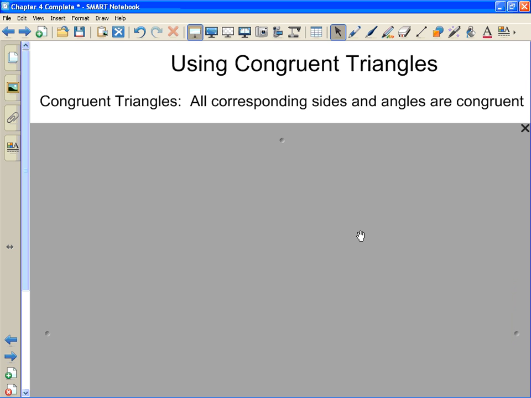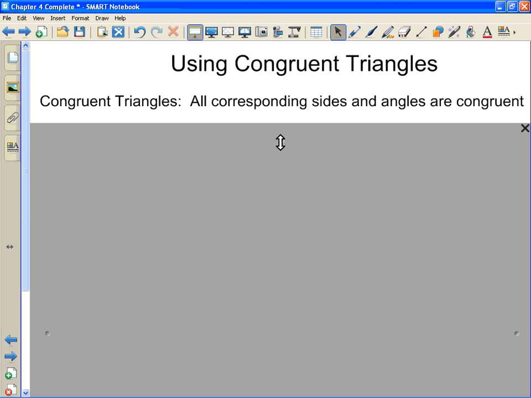So we've got all our shortcuts for finding triangles congruent. Now we're going to see why we want to get congruent triangles, and how to use them. If you think back to when I first talked about congruent triangles, we said that if you have congruent triangles, then all the corresponding sides and angles are congruent.